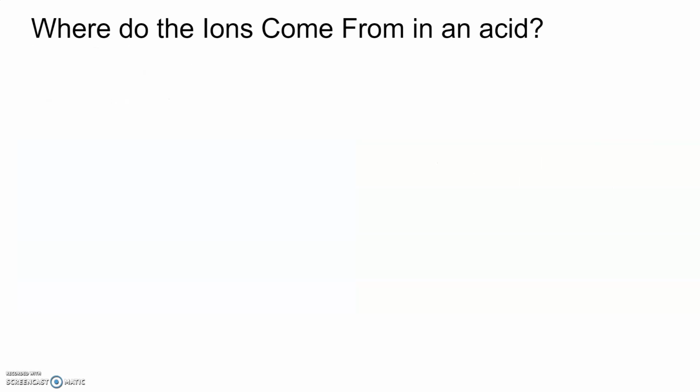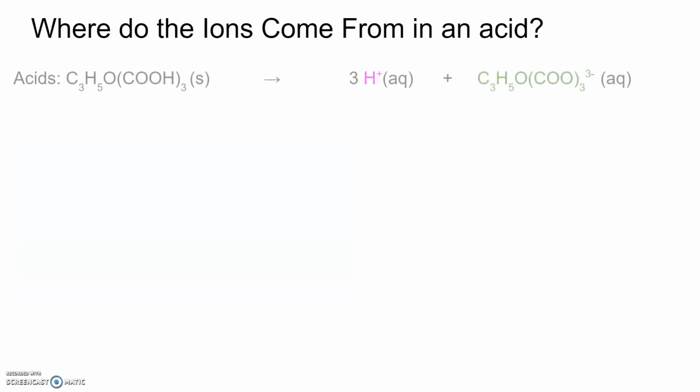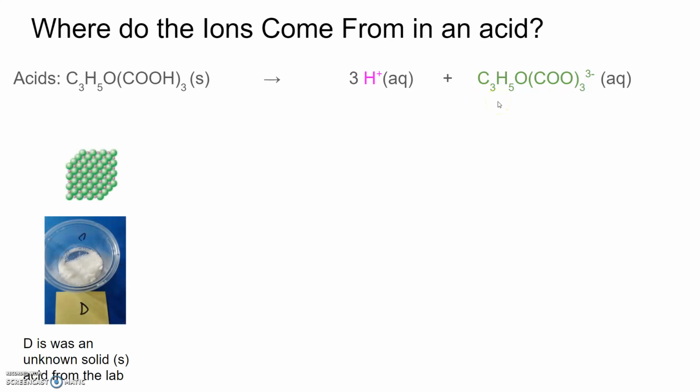Now, where exactly do those ions come from in an acid? So that may be your next question. If we take an acid like you looked at in your lab last week, this is citric acid. When you dissolve it in water, so it starts off as a solid, S meaning solid, it's going to break apart into the H+ ion, which comes in this case from the COOH group, and then the rest of it as an anion. So H+ is our cation, and then we have our anion here. So what exactly does that look like?